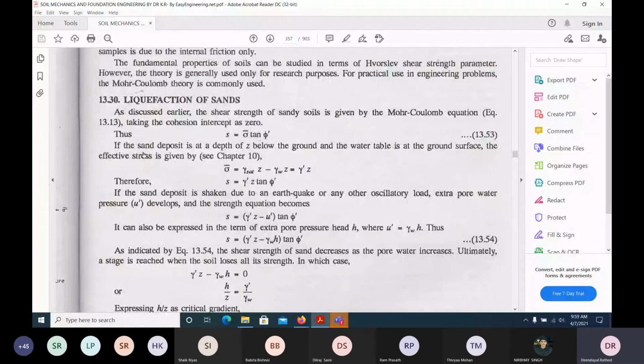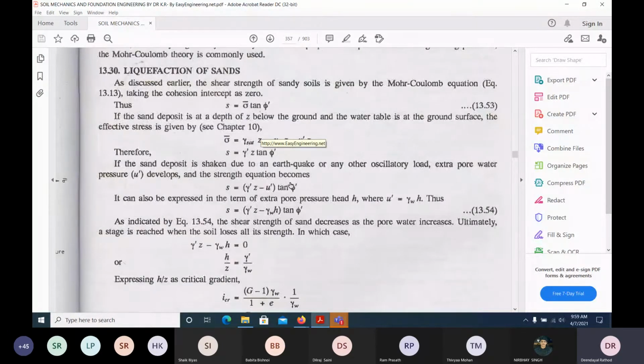Here, if the sand deposit is at a depth Z below the ground and the water table is at the ground surface, we can calculate the effective stress as gamma saturated minus gamma w. This we know. We can write it this way: S equals gamma dash Z, at a depth Z we are taking here, times tan phi. Here, what happens if the pore water pressure, this minus U dash, we call it as minus U dash.